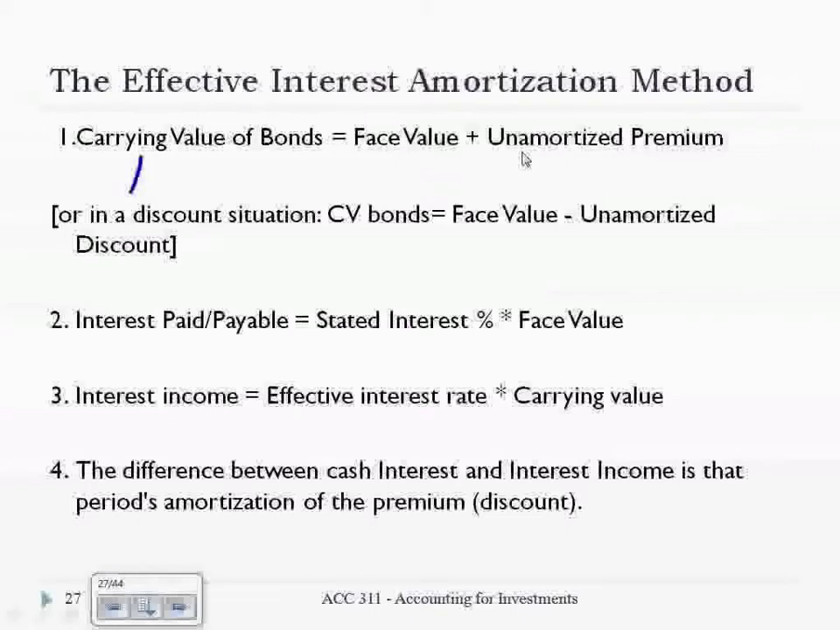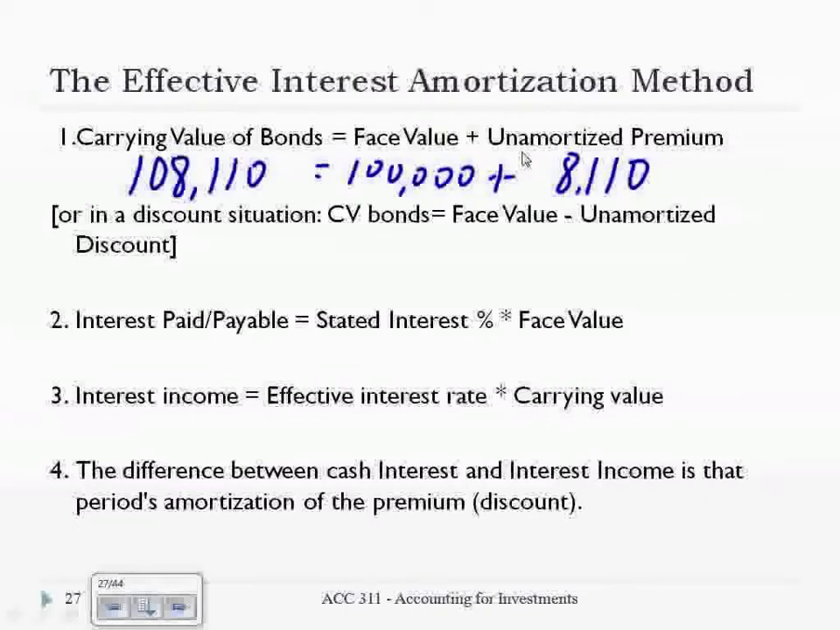Remember, the carrying value of the bonds up front was $108,110, and that was the face value of $100,000 plus the unamortized premium of $8,110. And you remember, in a discount situation, when we issued those bonds at $92,639, that was the $100,000 minus the initial discount of $7,361.